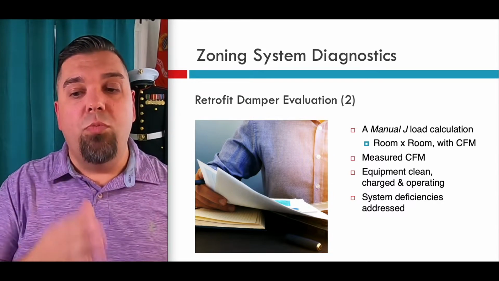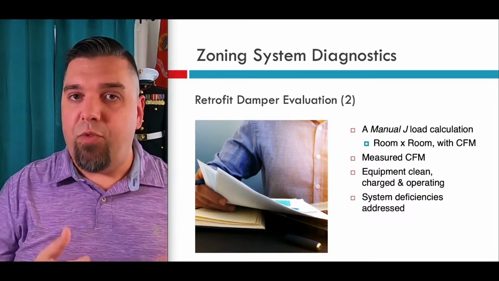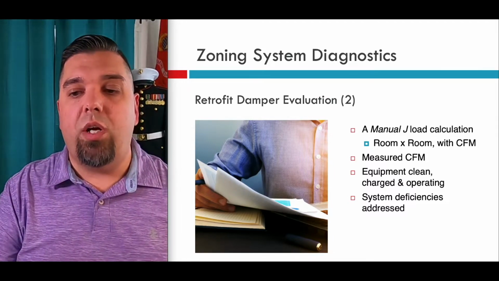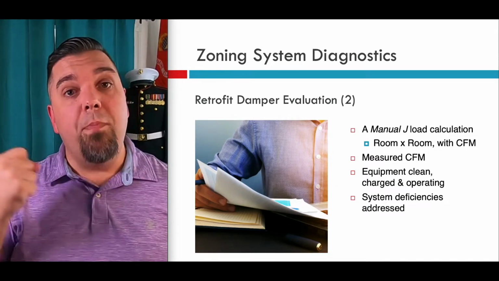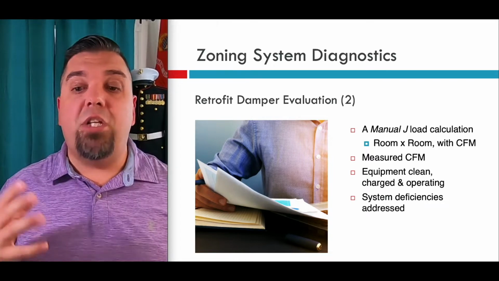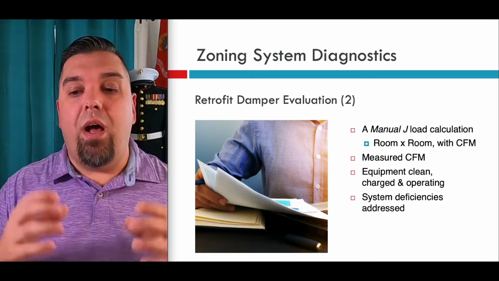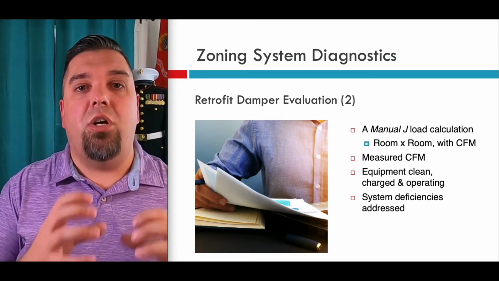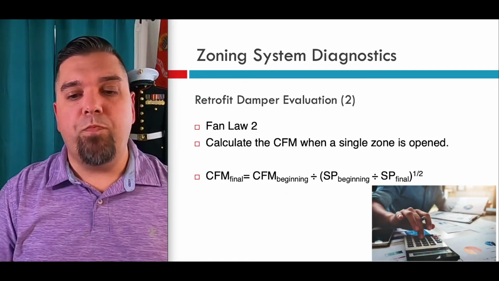So you need to do a room-by-room load calculation first, fill out the Manual D worksheet or print off the Manual D worksheet from your software that has the CFM needed for each room, all right? Then you would measure the volume of air in each room, make sure the equipment's clean, it's charged right, it's operating correctly, and then any sort of system deficiencies are addressed first in order to then install retrofit dampers.